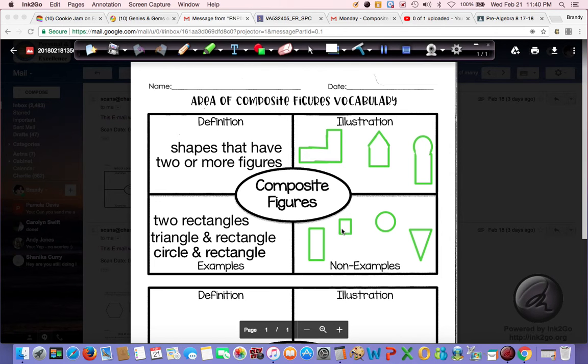But these are non-examples. So again, in this, what we call a Frayer model for notes, we have our definition, shapes that have two or more figures. Okay, so two or more basic shapes that are mashed together. We have some pictures of what it could look like. We have some word examples, two rectangles, a triangle and a rectangle, etc. And then our non-examples are going to be just basic shapes that are by themselves. These are not composite figures. These are called basic figures or basic shapes. Okay, so pause the video, write this down, fill it out, and we'll move to our next sheet.